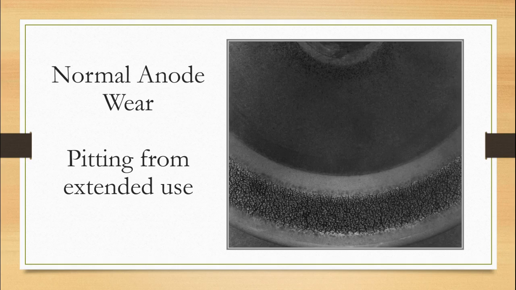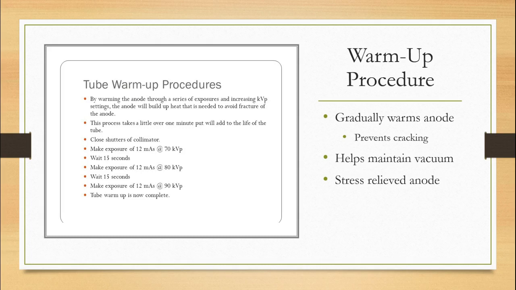Okay, so normal wear, this is called pitting. So you can see how it looks like it's pitted all over. So this is normal wear. This tube's pretty old. When it starts to pit like this, as you can imagine, the photons probably aren't coming off in an exactly straight manner as we would need them. So this is from extended use.